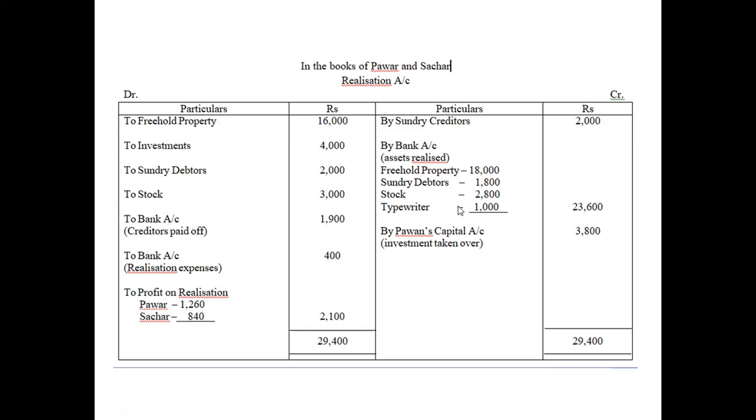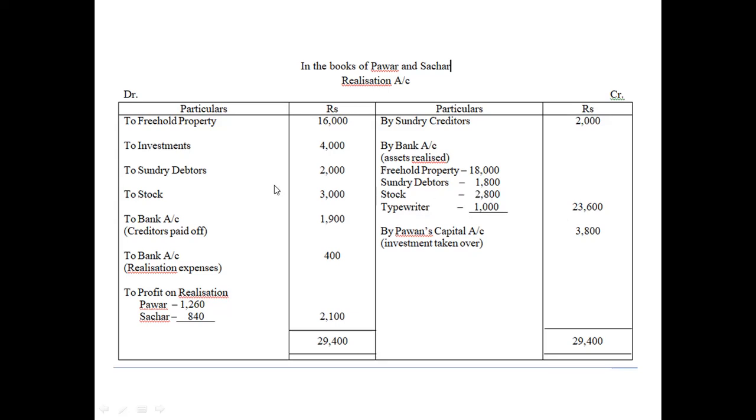There is one more asset which is given in the adjustment. Just have a look, there was a typewriter which was purchased, and the same was not shown in the balance sheet, so we have to write it down here. So the typewriter will appear, and by selling the typewriter we realized 1,000 rupees, hence we write the amount here. The total of these assets realized will be 23,600. This is your assets realized by bank account.